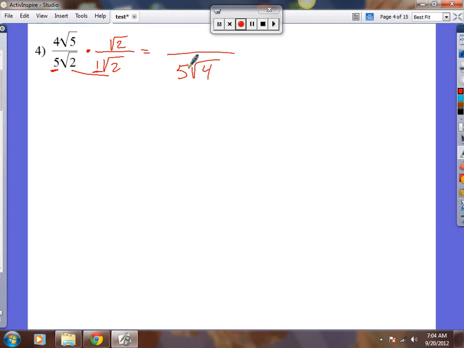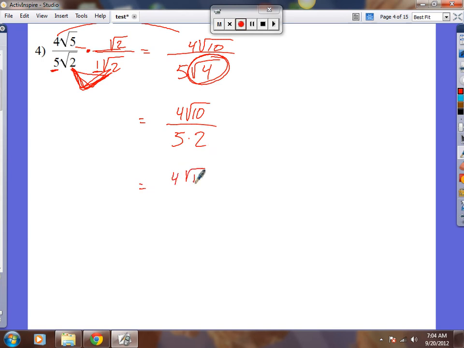Okay, now on top, underneath, I've got a 5 and a 2. So multiply those, it gives you 10. Bring your 4. And now you have multiplied both the top and bottom by square root of 2. So you multiplied it by 1. You haven't changed the value, but you can clean it up, because you multiplied it by itself on the bottom, you created a perfect square. Square root of 4. Square root of 4 is really a 2. So on the bottom, you have really got 5 times the whole number 2. Or you have got 10.